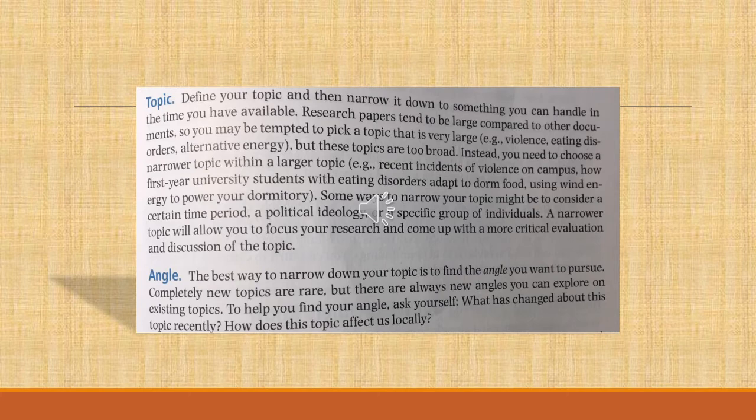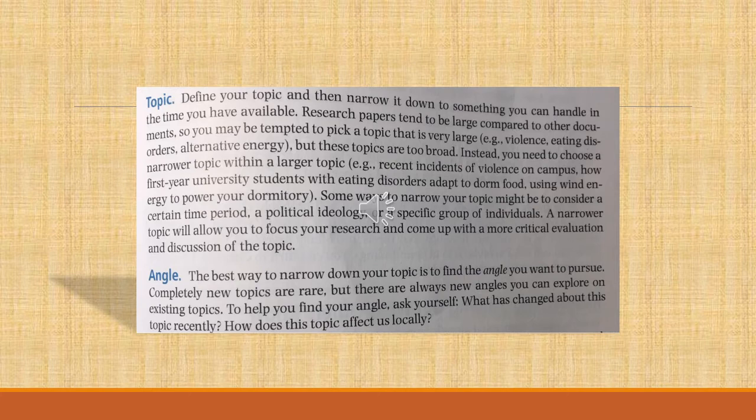Research papers tend to be large compared to other documents. As we know, the requirement for this research paper is 5 pages minimum, double-spaced. So you may be tempted to pick a topic that is very large. Example given: violence, eating disorders, alternative energy. But these topics are too broad. So instead, you need to choose a narrower topic within a larger topic.